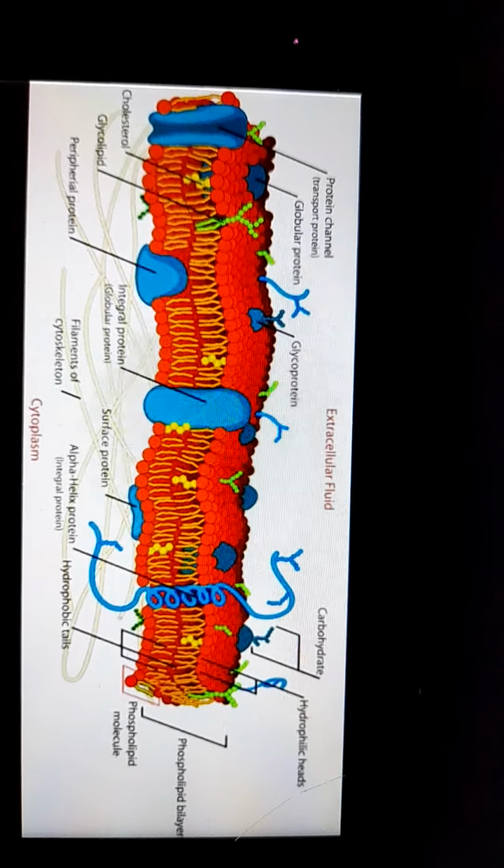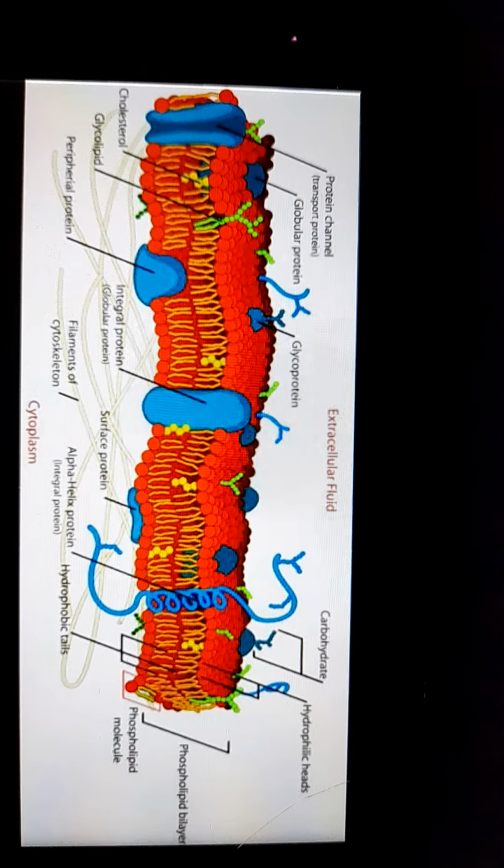At some places, the intrinsic proteins project out of the lipid layer. Such proteins are called transmembrane proteins.